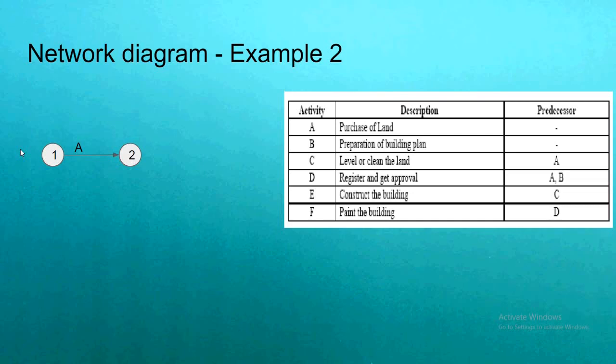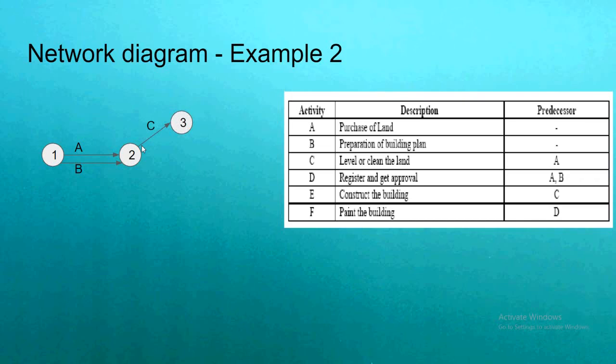So now look at B. B also has no predecessor. So again I am starting with 1 and ending with 2 and I am naming it B. Again I am going to draw C. In order to draw C, the predecessor is A. So after completing A, then only I can draw C. So let me put a number 3 and I am drawing 2 to 3 as C.